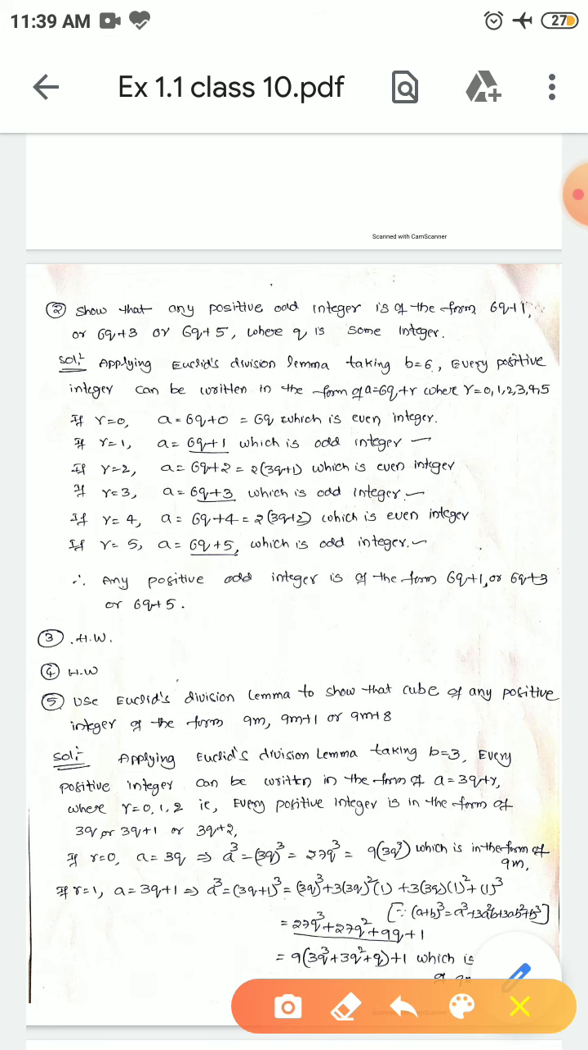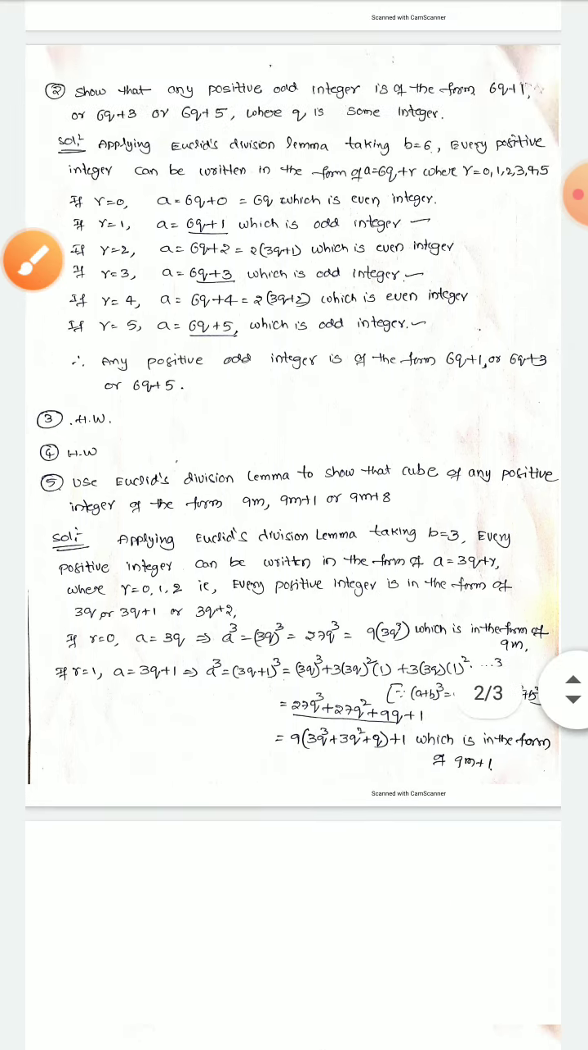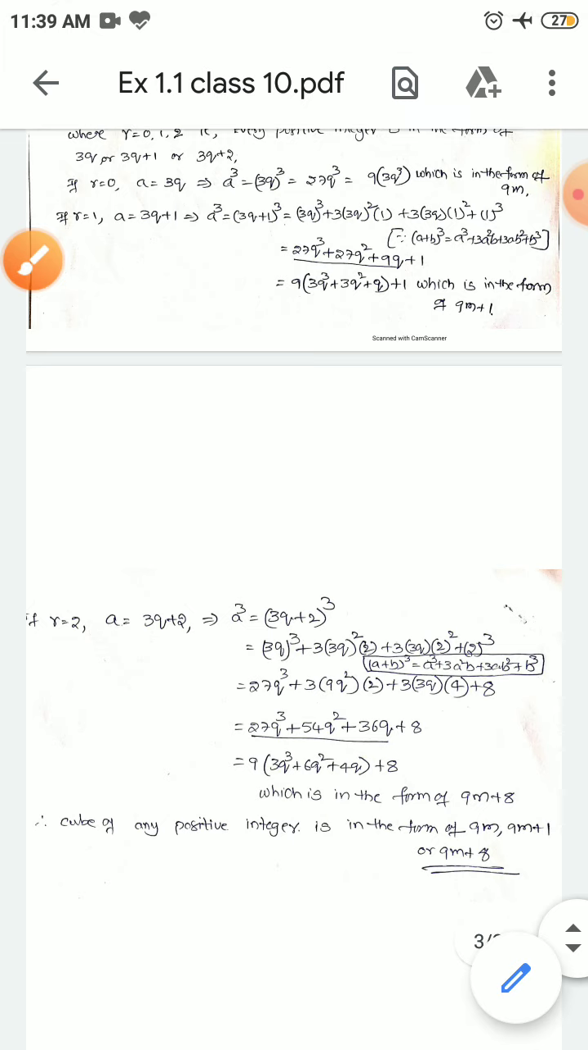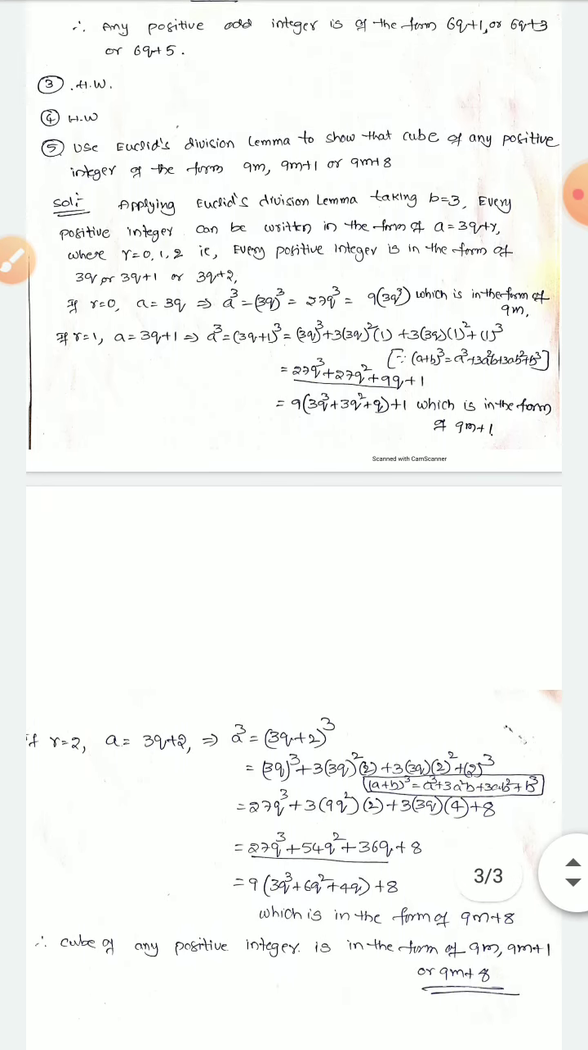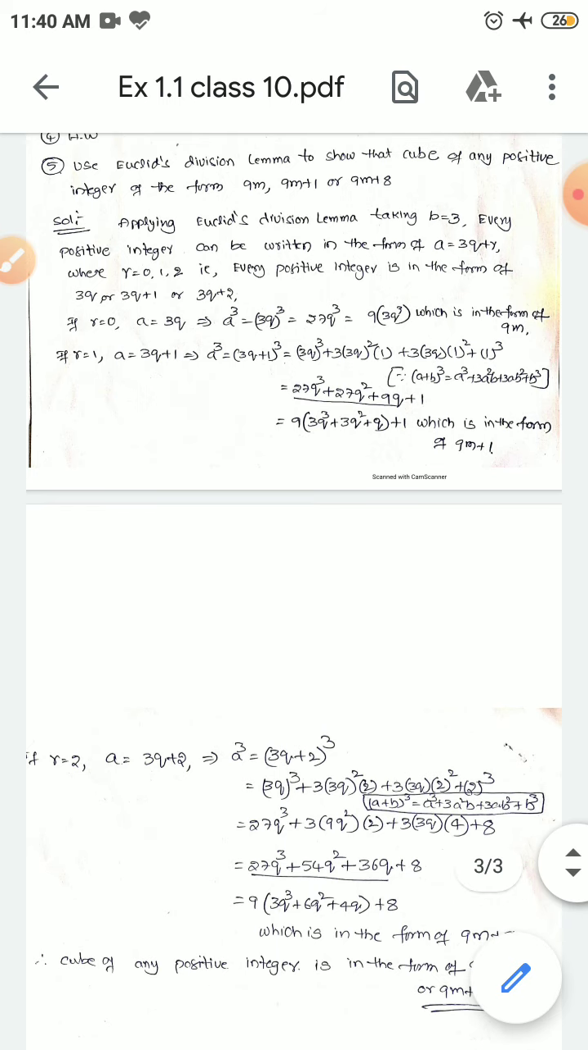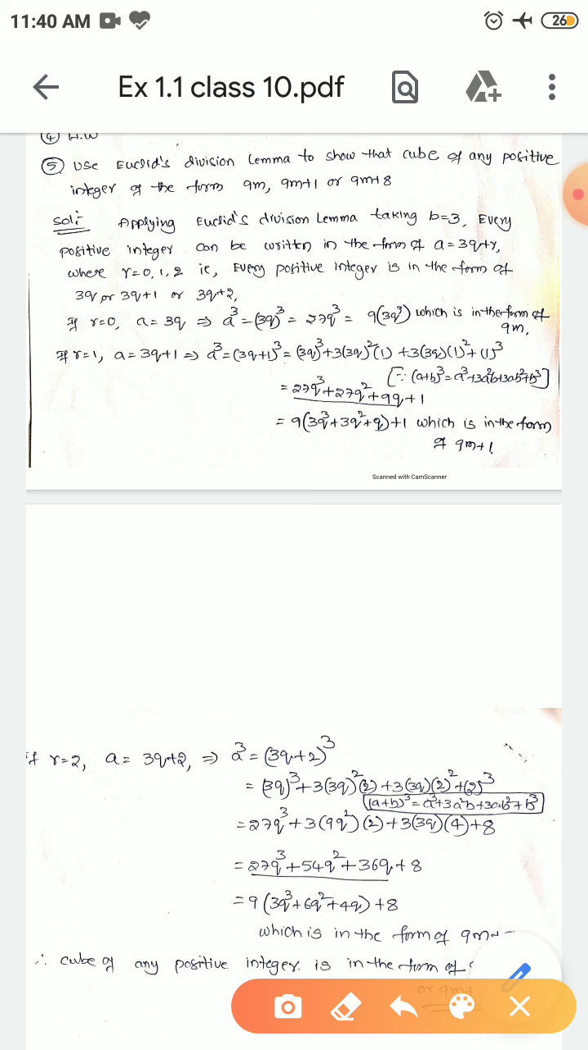Okay. Now the third and fourth problems I have given to you as homework. So let us move to the fifth problem, which is very important from the examination point of view, and you need to concentrate a little bit. This problem you need to practice 2 to 3 times to understand it properly.